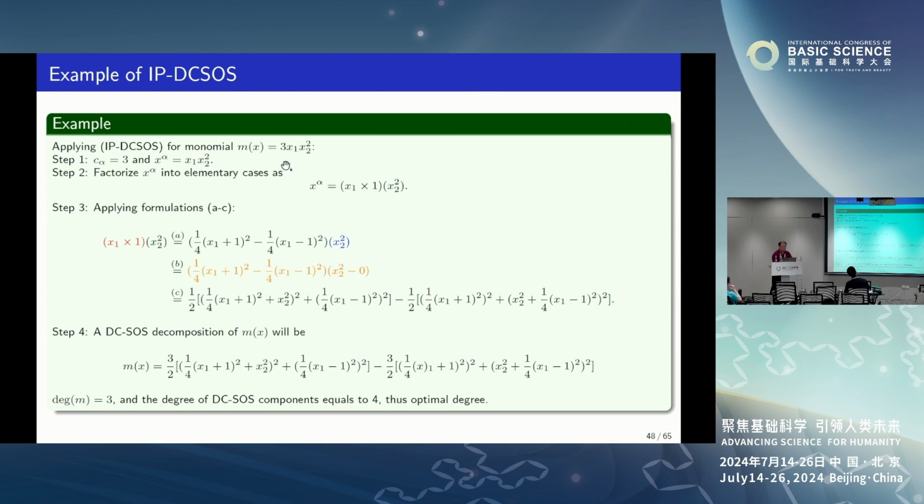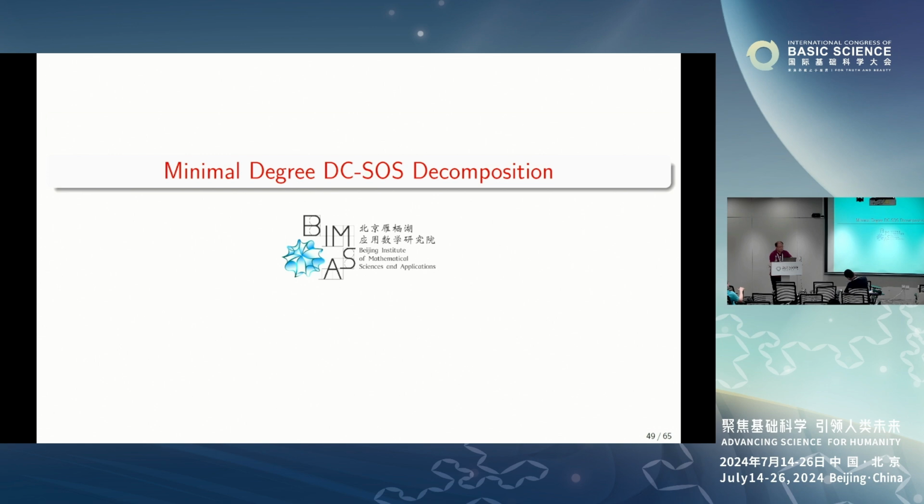And here's the example for degree 3. We can factorize x power alpha as a couple of these, x1 with 1, x2 with 2, x2, right? And using A to C in this order, x1 with 1 applies formulation A to get this, and x power is already even degree, so we can add a trivial decomposition and apply the multiplication of two decompositions using formulation 3C, and you can get the final result. Okay, this is a very trivial case, and if any monomial can do it, any polynomial can do it as well. But this may not be the minimal degree.